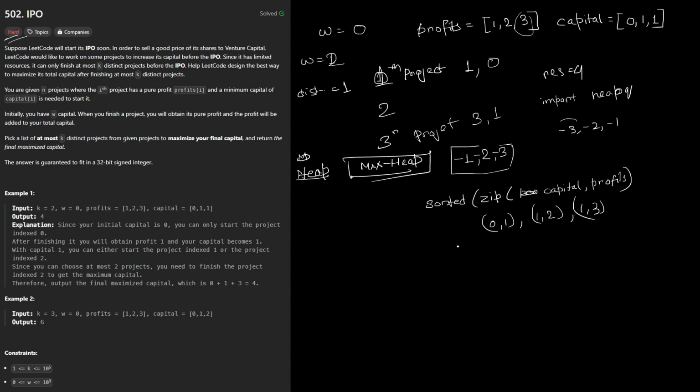Okay. Once we get that, we can write a loop to create our max heap. Initially, for the first listed project, our working capital was 0. So all the projects that we can afford are going to get added here. We have only one project there, so we can add that to our max heap.